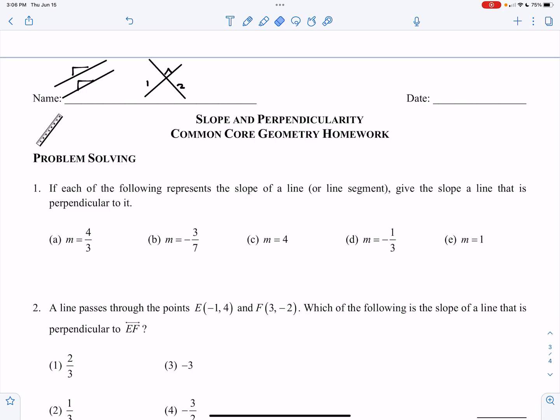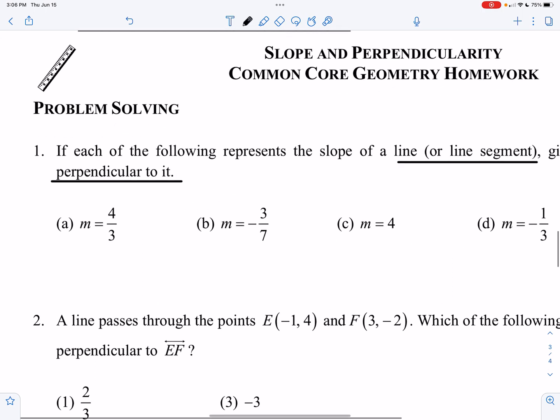In each of the following, if each of the following represents the slope of a line or a line segment, give the slope of a line that is perpendicular to it. So a perpendicular slope to this would be the reciprocal and a negative version of that. So the slope for a perpendicular line here would be the reciprocal of 4/3, which is 3/4. And since this is positive, I would make this negative. So it's reciprocal and then change the sign.